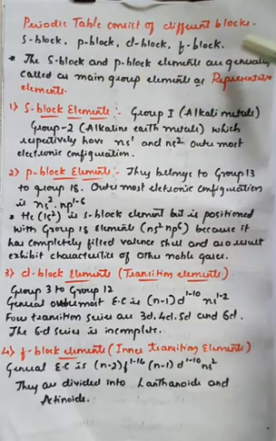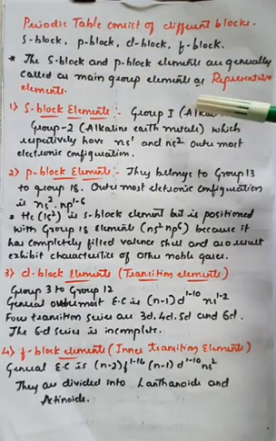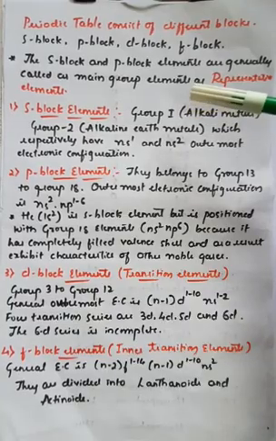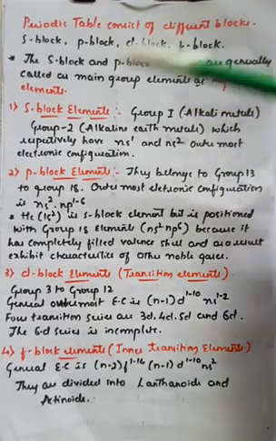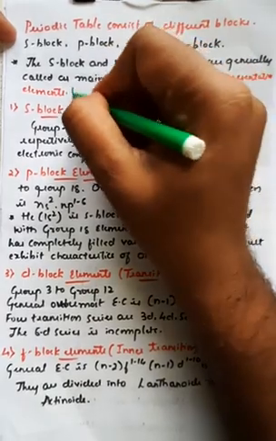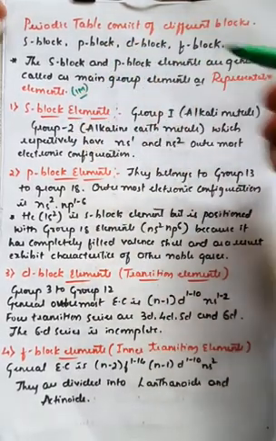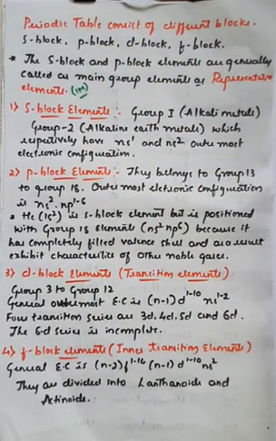The S and P block elements are generally called main group elements, or there is another name for both S and P block elements. Those are called the representative elements, right? So this can be asked for 1 mark. Most of the time it is repeated in the annual examination: define representative elements, or what are representative elements.